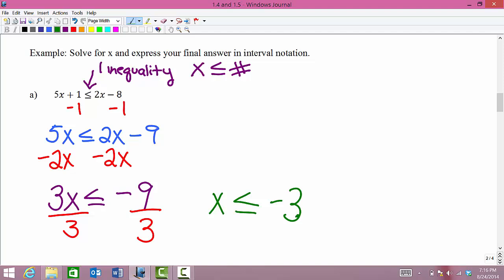Notice that I did not flip my inequality symbol. We only flip the inequality symbol when I divide or multiply by a negative number. Here I divided by a positive 3, so my inequality symbol does not need to flip. This is what we would call our solution in inequality form.